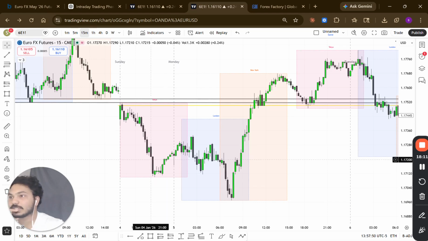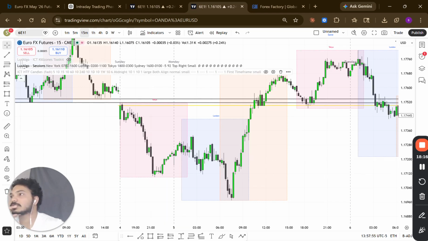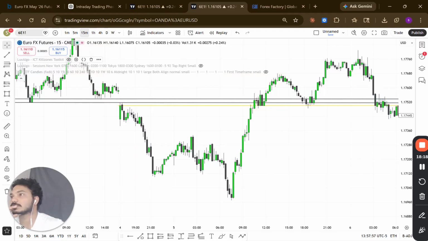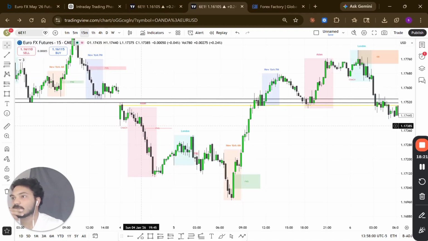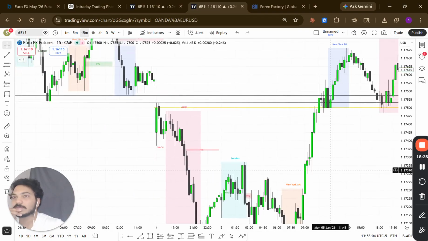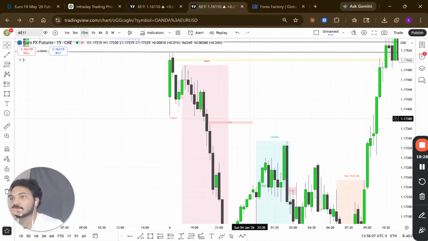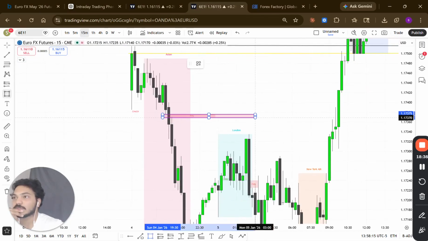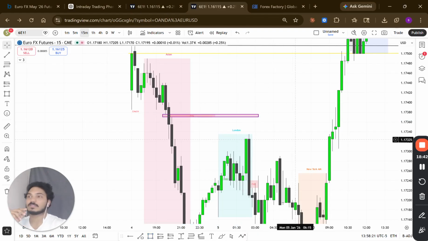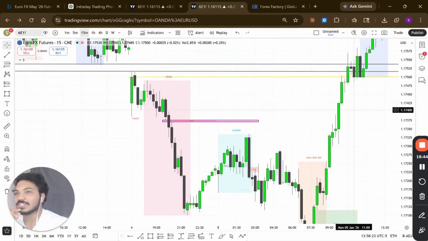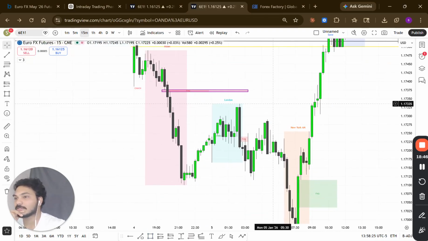Definitely we see a fair value gap here. It will be easier for you as well. There is a fair value gap in between these, because if you see here, there's definitely a gap between the first candle and third candle. I don't want to draw wrong, that's why I'm using the technical indicator, so don't judge me for that.